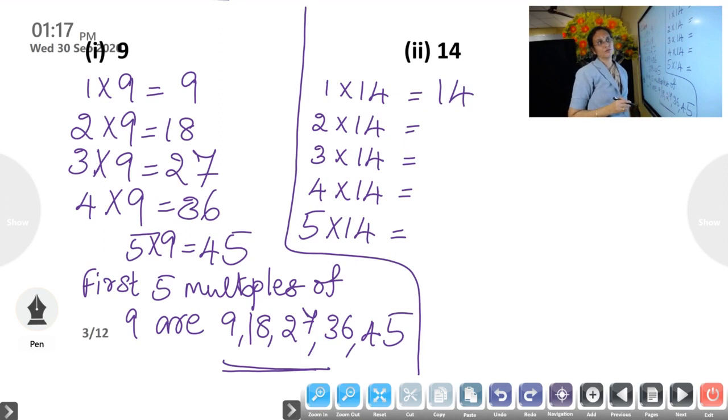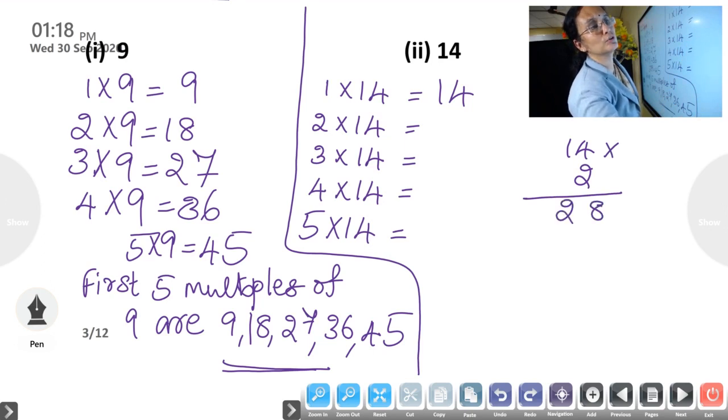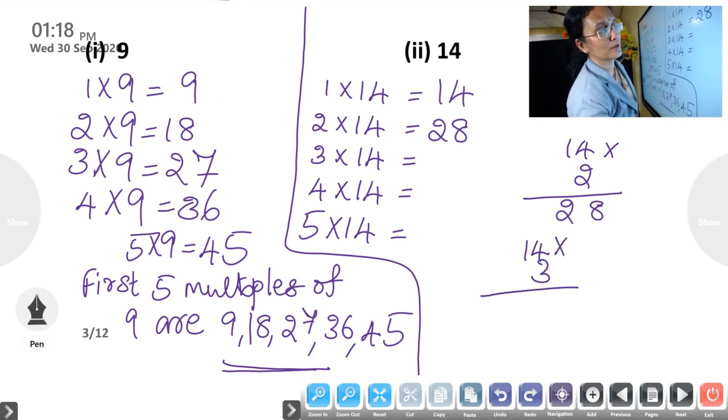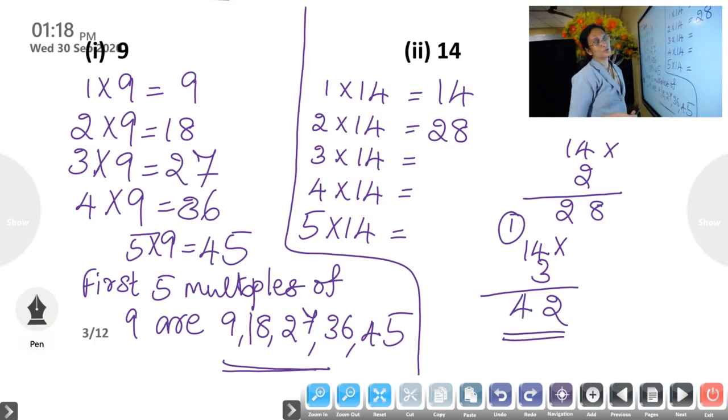2 into 14. Okay, so you have to do 14 into 2. You already studied how to do multiplication. 4 into 2, 8. 1 into 2, 2. So 2 into 14 is 28. Then 3 into 14. That is 14 into 3. Okay. 4 into 3 is 12. There is carry over 1. 1 into 3, 3 plus 1, 4. So 14 into 3 is 42. Okay, third multiple we got as 42.